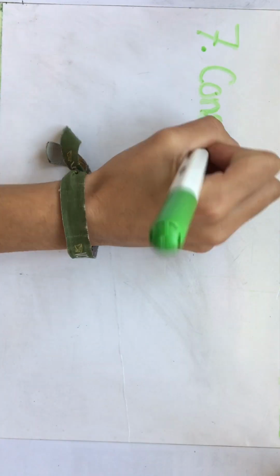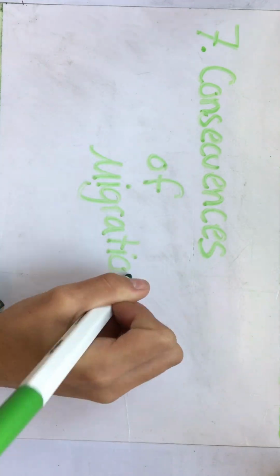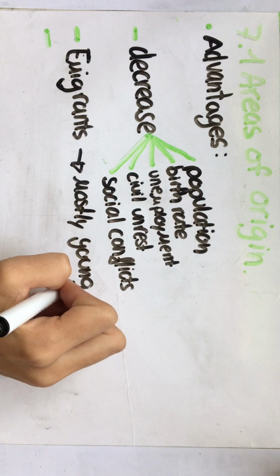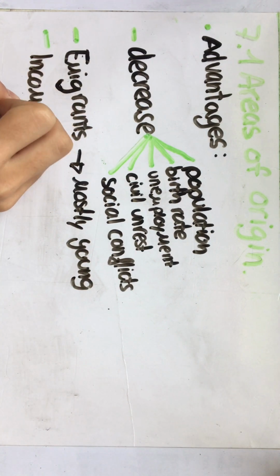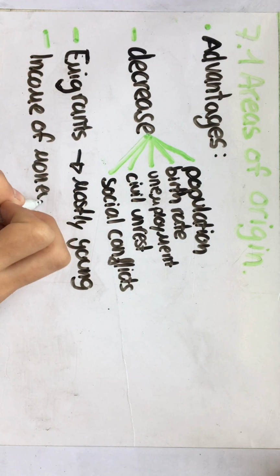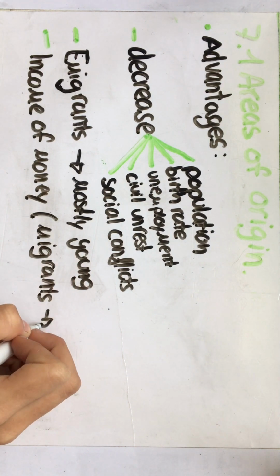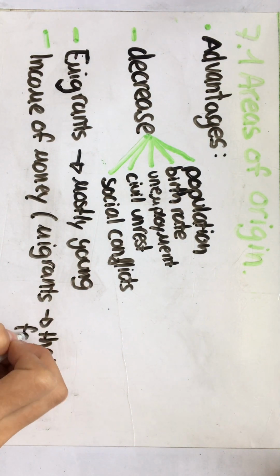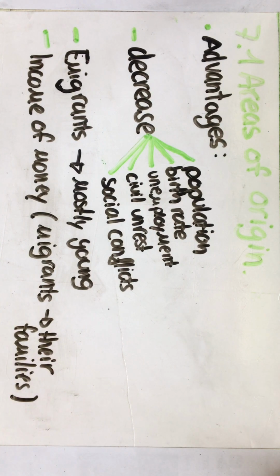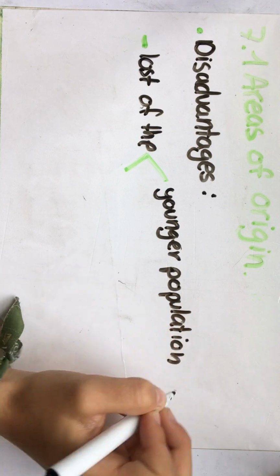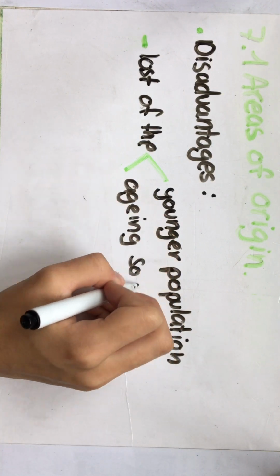7. Consequences of migration. Areas of origin. Advantages: decrease in the population and birth rate, as emigrants are mostly young, decrease in unemployment, civil unrest and social conflicts, income of money sent by the migrants to their families. Disadvantages: loss of the young population as well as an aging society.